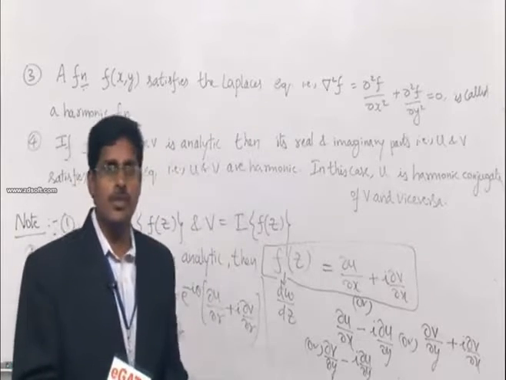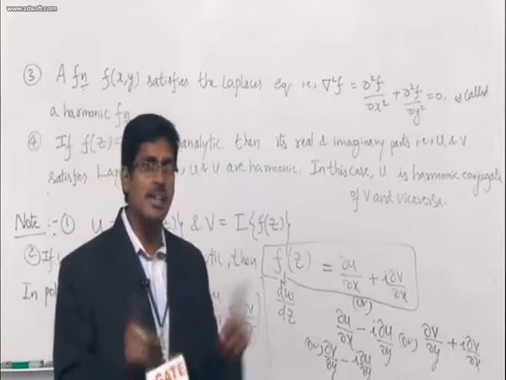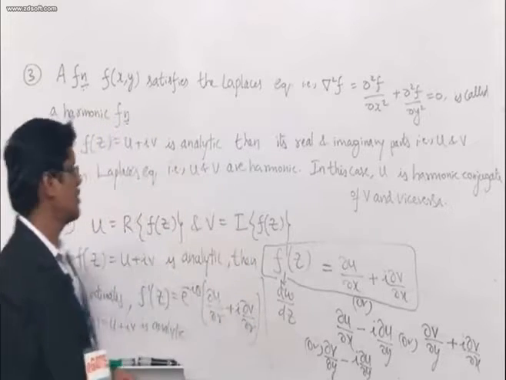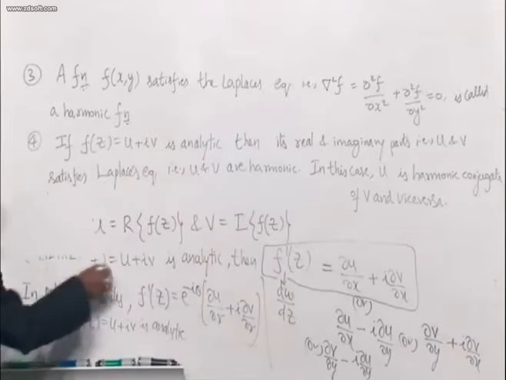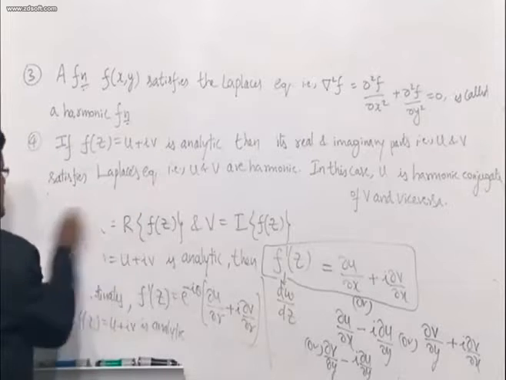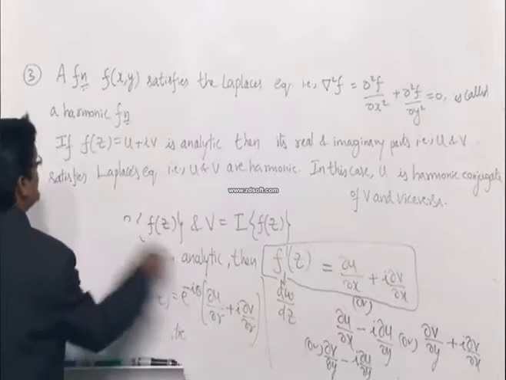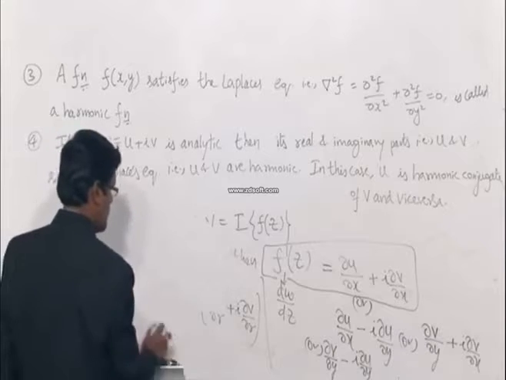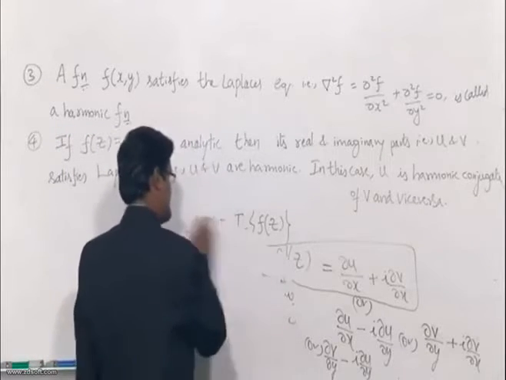Because the question asks, if u is given, how to find v? If v is given, how to find u? Provided f of z is equal to u plus iv is analytic. That is what we are going to discuss now. Remember the Cauchy-Riemann equations in both systems. Remember the formula for finding f dash z in both systems whenever f of z is analytic. And Laplace's equation, that is also for 1 or 2 marks questions.